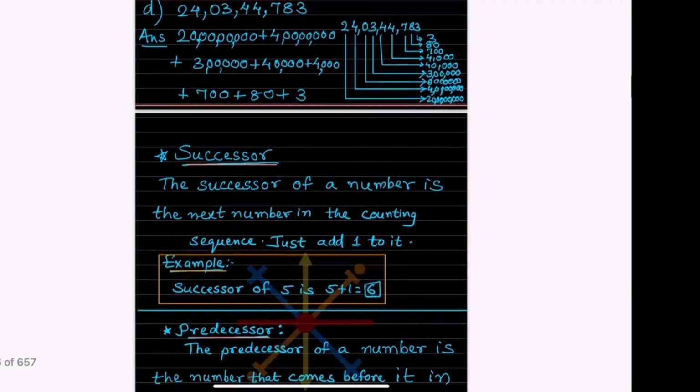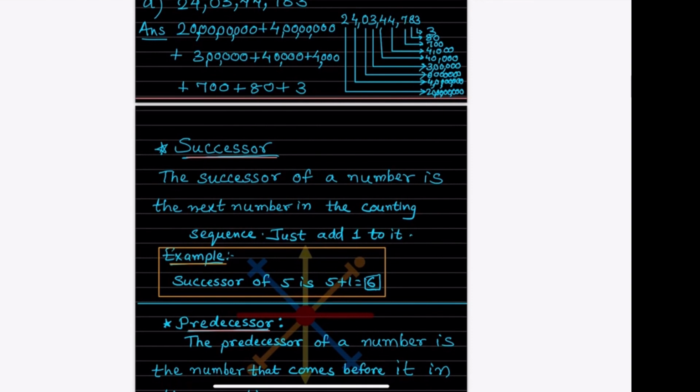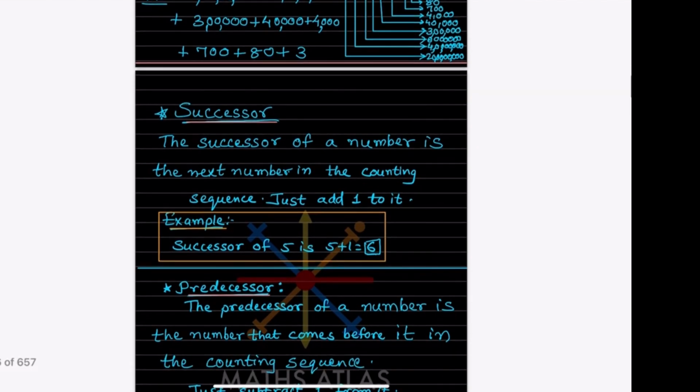So now let us see the successor and the predecessor. These are small topics. So what do you mean by successor? Successor is the next number in the counting sequence. You have to just add 1 to it. So now see here, this is an example. If I'm writing here, I want the successor of 5. So what do I do here?